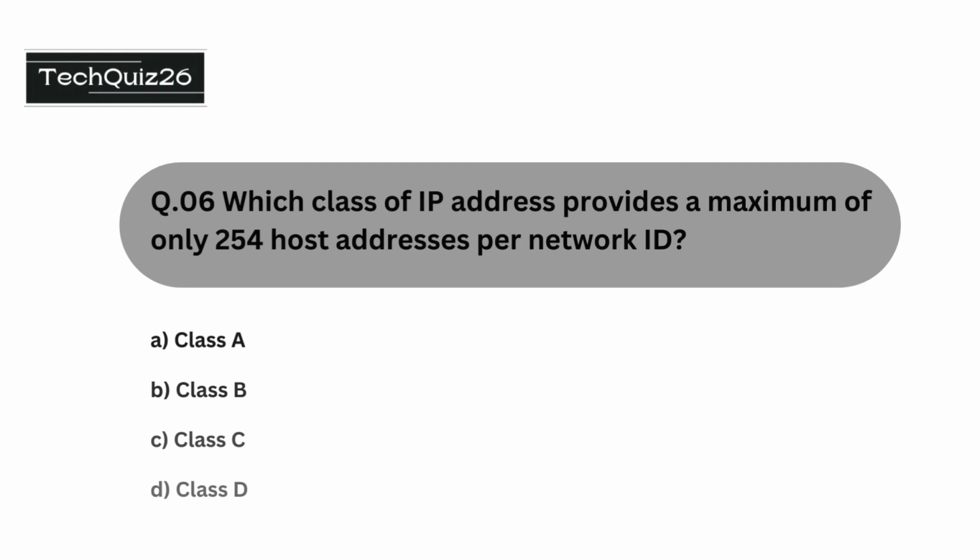Question number 6 is which class of IP address provides a maximum of only 254 host addresses per network ID? The options are Class A, Class B, Class C, Class D. The correct option is Class C.